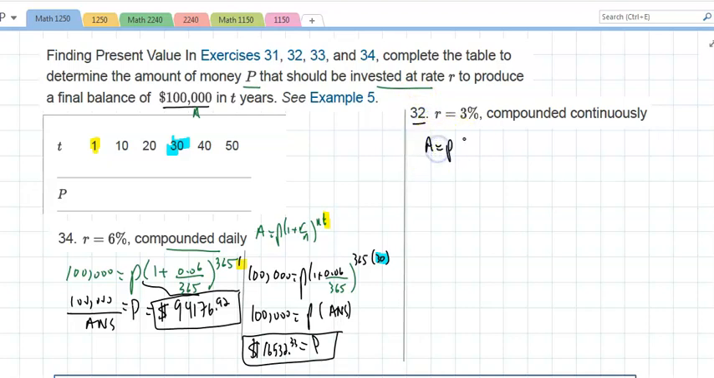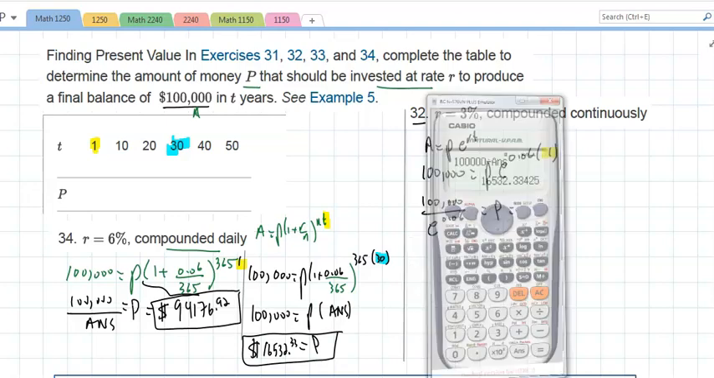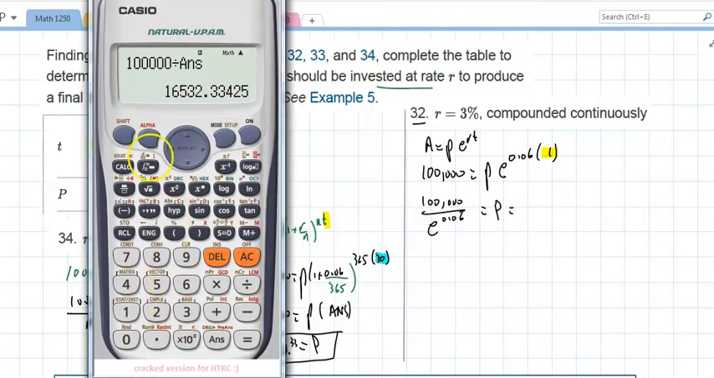And here they say, what if it's continuous? Well, continuous uses a different formula, that's it. So 100,000 equals P e to the 0.06 times, and let's go for the first one again, put a 1 in there. Well, this is a bit simpler. I could say P equals 100,000 divided by e to the 0.06, or I could use the same analogy. I'm going to figure out what e raised to that 0.06 is, store that in my answer, and take 100,000 divided by that.